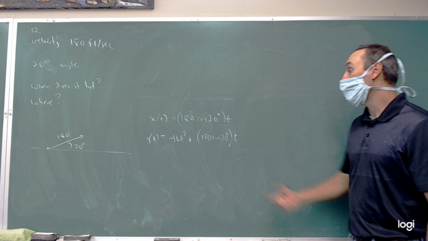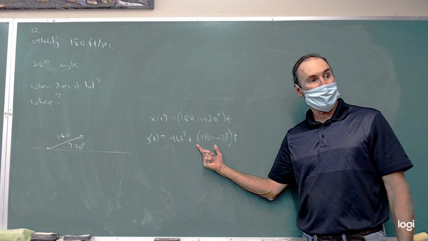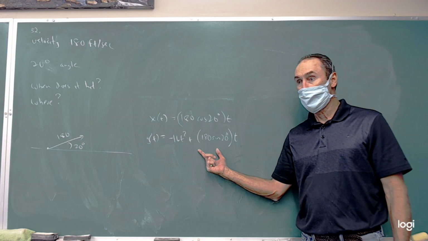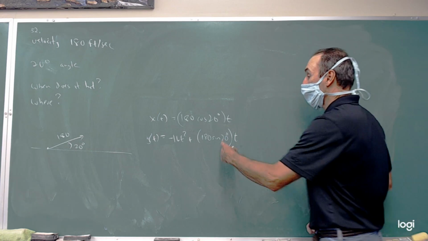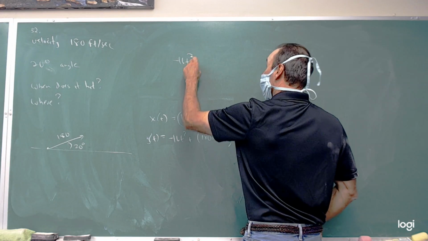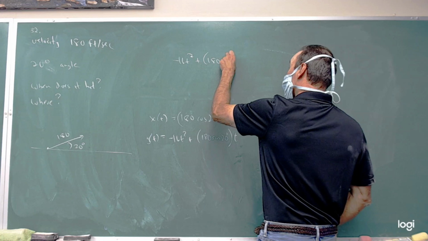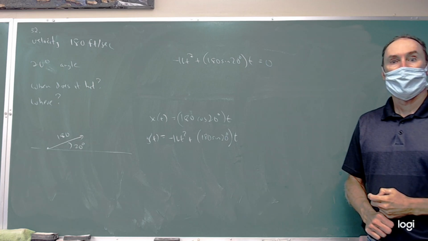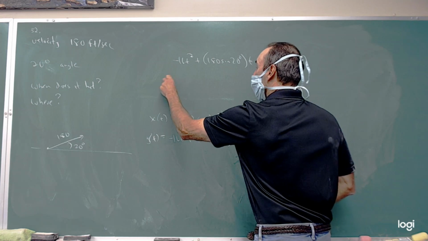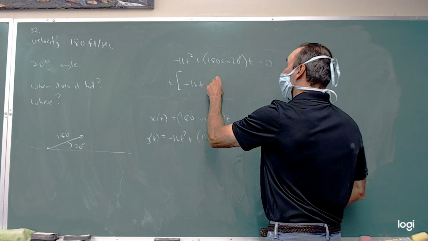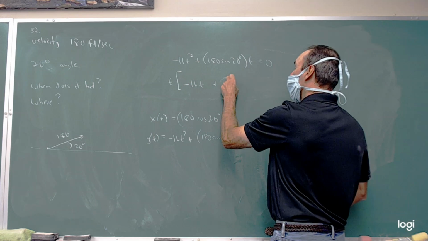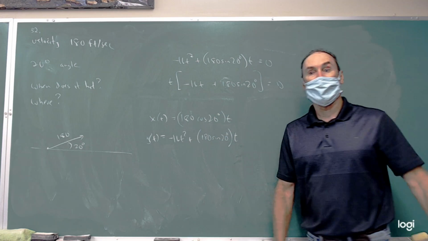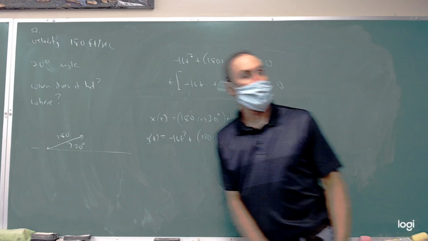So what we want to know is, when is this height equal to 0? That make sense? That's when it's going to hit the ground. So we'll take negative 16t squared plus 180 sine 20 degrees times t and set that equal to 0. So we can factor out a t. And so when t is 0, it's going to be on the ground, but we knew that because that's where it was when we hit it. That's time 0.